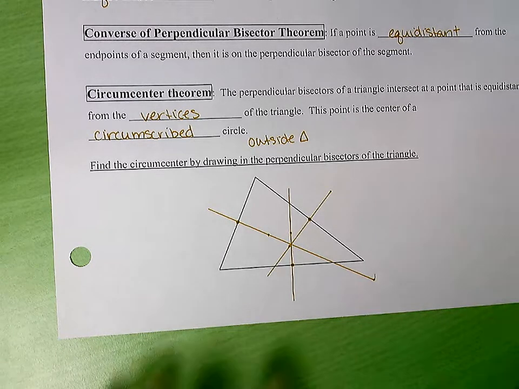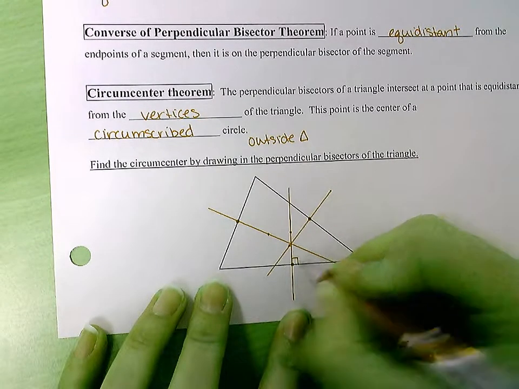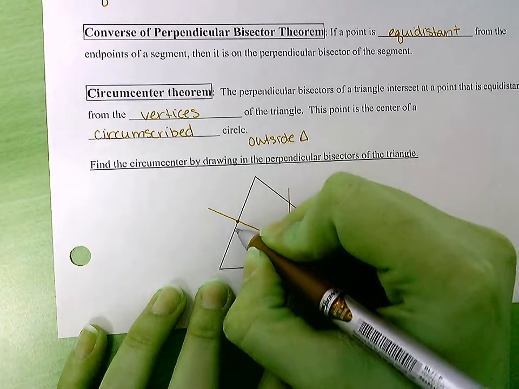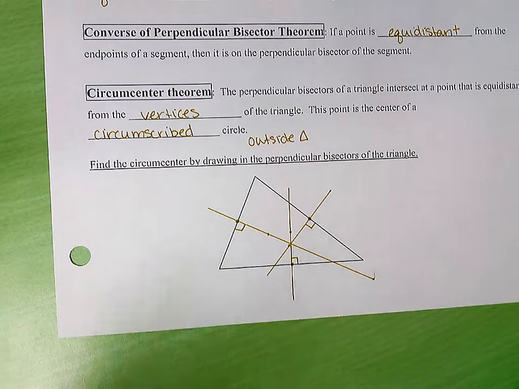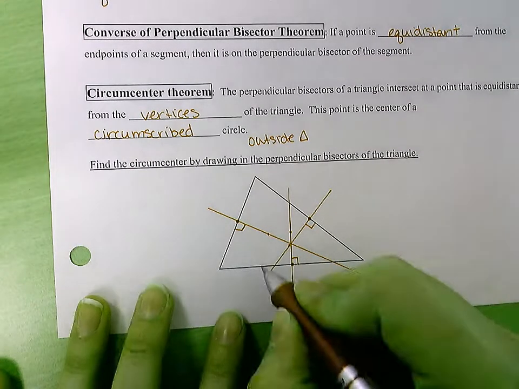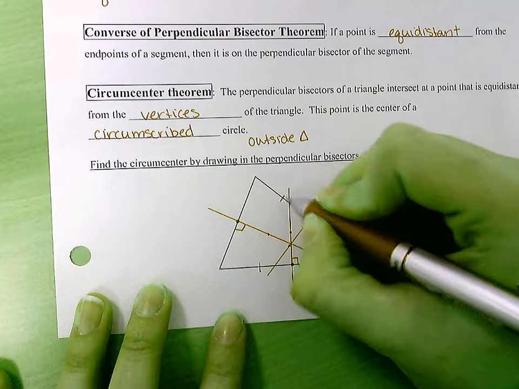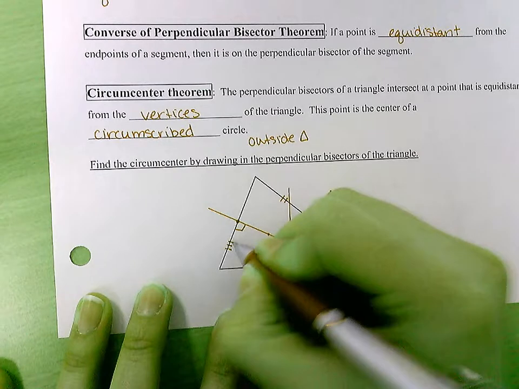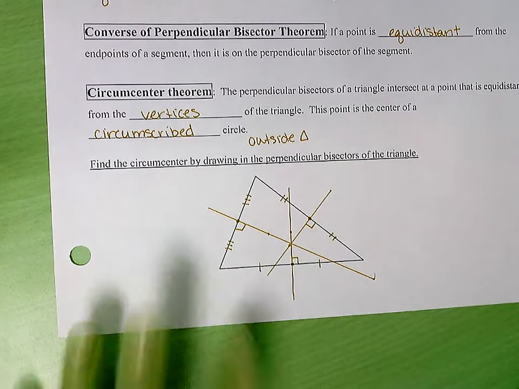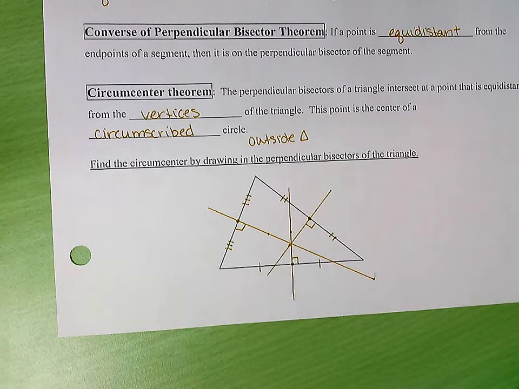All right, with these then, they are all perpendicular to the side. So you can label that, all perpendicular to that side. They also hit at that midpoint. So I can say each of those pieces are congruent to each other as well. So just labeling each of those. Now, I wanted to have you draw these in so I can better explain that circumcenter theorem to you.